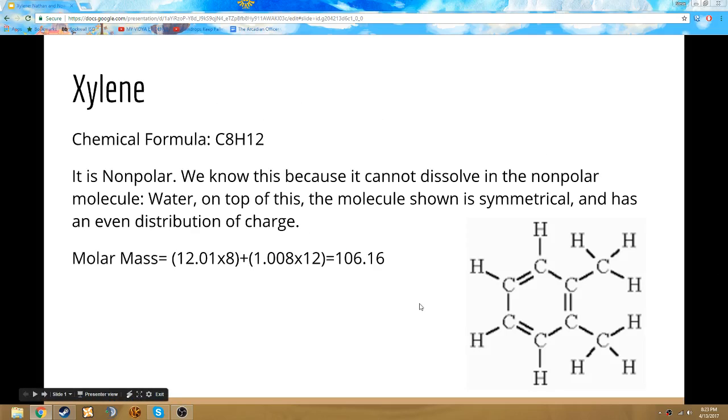We're doing the molecule xylene, right? So, to start, xylene has a chemical formula of C8H12. It is a nonpolar molecule. We know this because it cannot dissolve in the polar molecule, water. And on top of this, the molecule shown right here is symmetric and has an even distribution of charge.